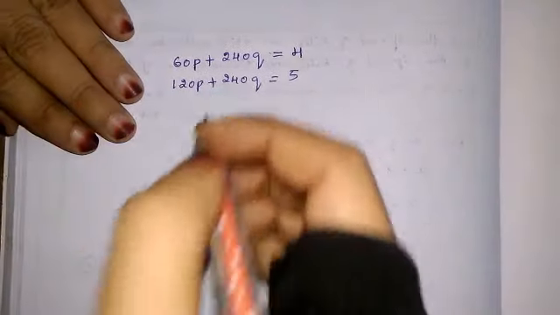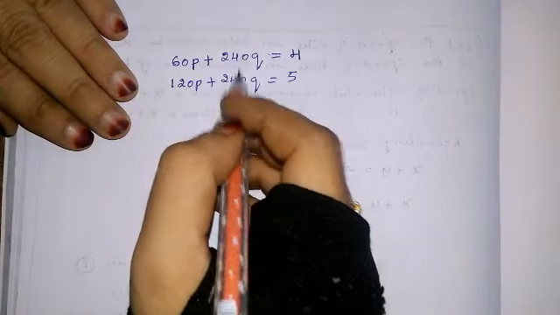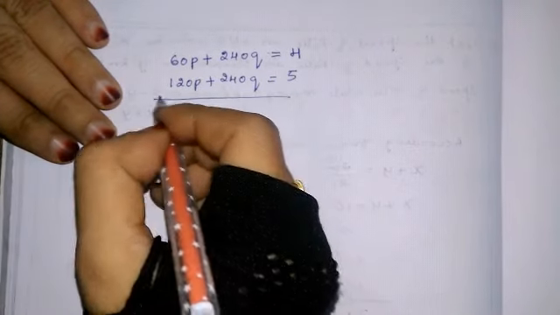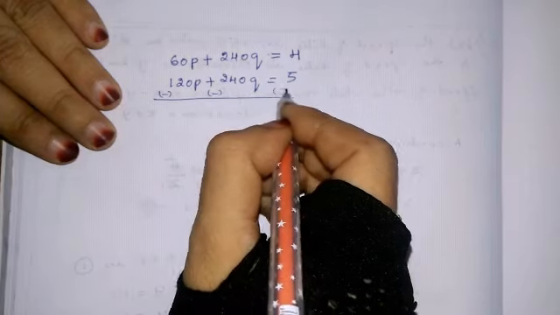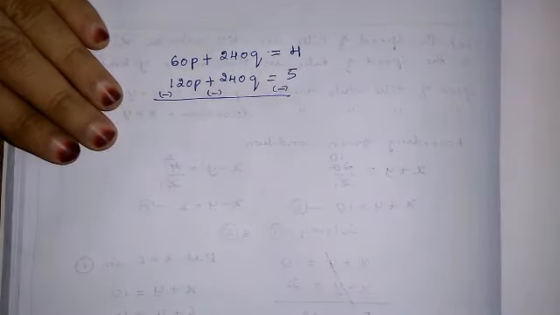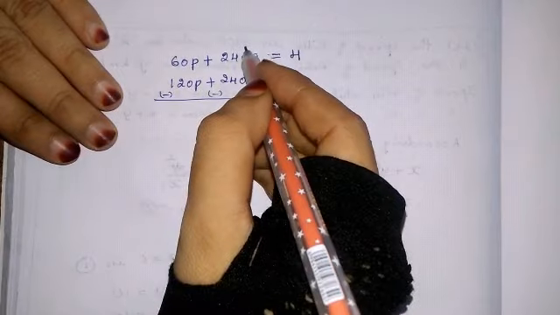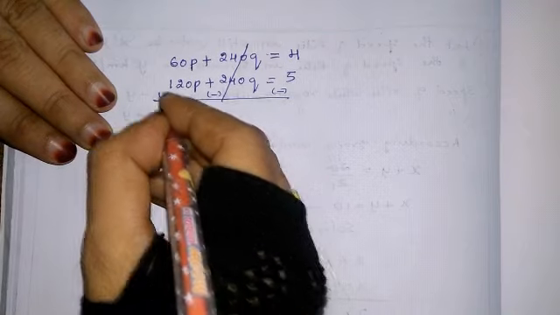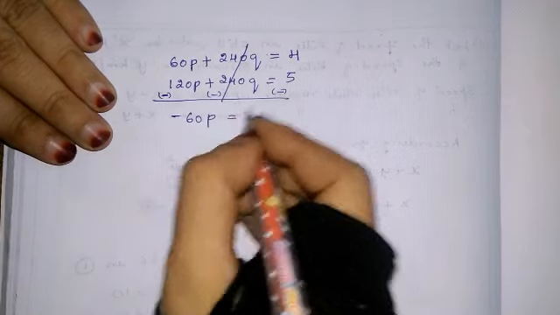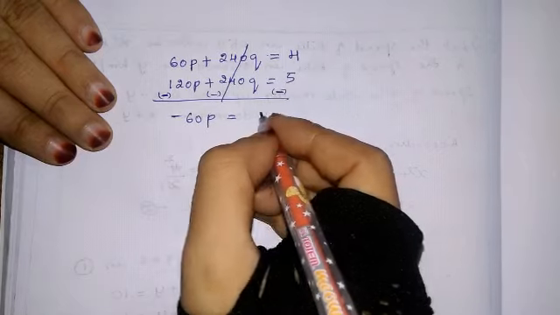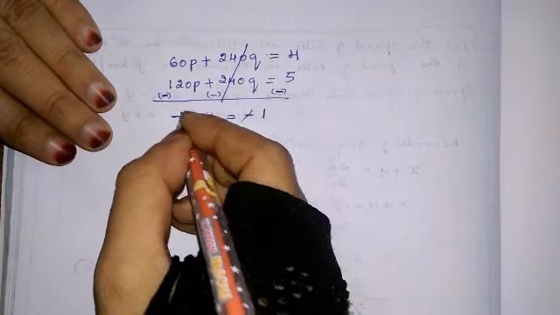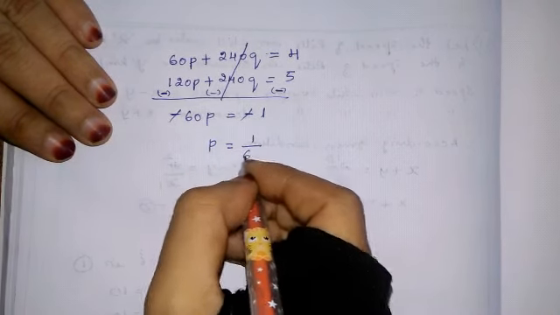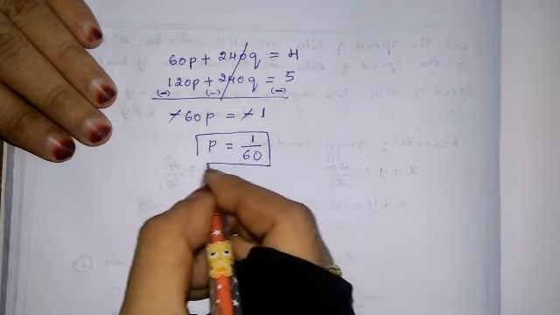Okay, solving 1 and 2 now. What will we get? We can see here we have 240 in both equations, so let us change the sign. Minus, minus and minus. This 240 gets cancelled. 120 minus 60 is 60p. The right side is minus 5 minus 4, minus 1. Minus minus gets cancelled. So p is equal to 1 by 60. The p value we got is 1 by 60.